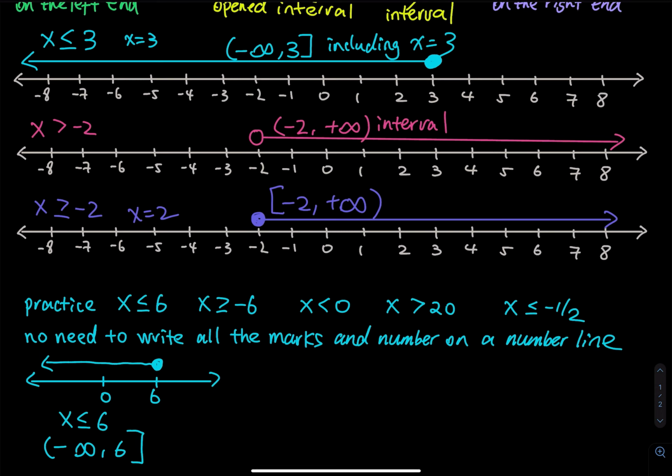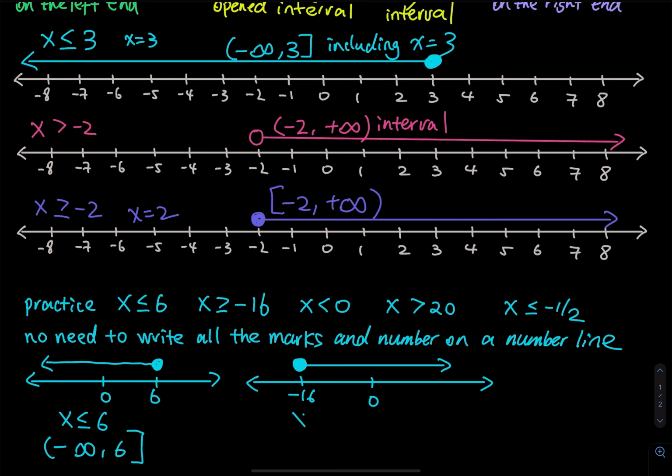That is good enough. How about negative 6? Let's switch to some other numbers, right? Let's switch to, how about 16? For 16, you don't want to write all the numbers out, right? So you can put a negative 16 and then put a 0, or you can even skip the 0. So you do that. Solid circle, because there is an equal. So this is x greater than or equal to negative 16. The interval is from negative 16 all the way to positive infinity.